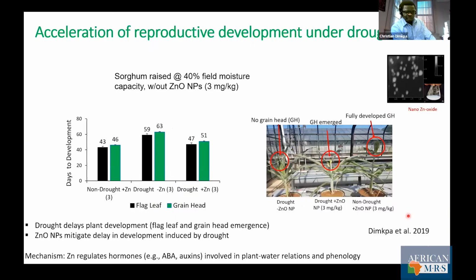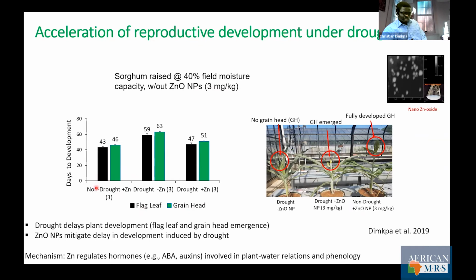So we'll run through some examples here. This is an example to show the acceleration of reproductive development under drought and the role of zinc in this system. So these plants were grown under drought, 40% field moisture capacity. So you subject the soil and the plant to drought at 40%, and then you add your zinc oxide nanoparticles at 3 milligrams per kg, so 3 ppm. Two things are very obvious here. The effect on flag leaf, which is the last leaf that comes out of the plant before the grain is formed, and then the other parameter here was grain head.